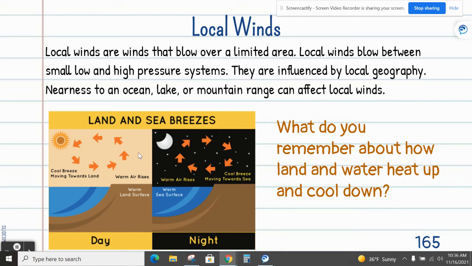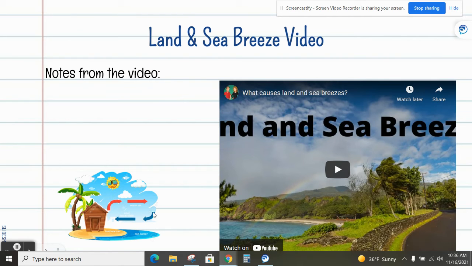And I put a little note on there. What do we remember about how land and water heat up and cool down when we did that lab last week? Which one heats up and loses heat more quickly? Was it land or water? Students will also watch a land and sea breeze video. I will link this in the comments as well, so you'll want to watch this and jot down some notes from the video.